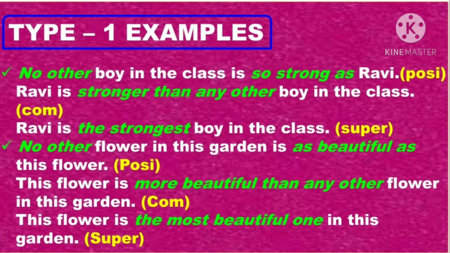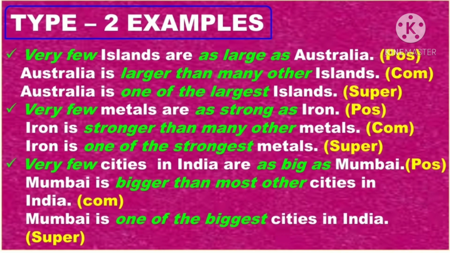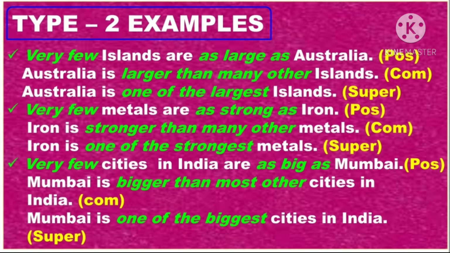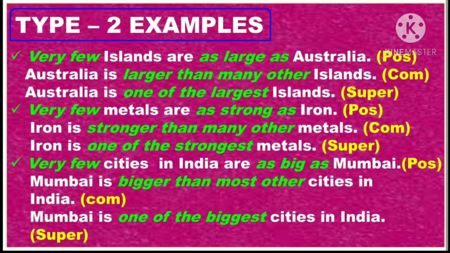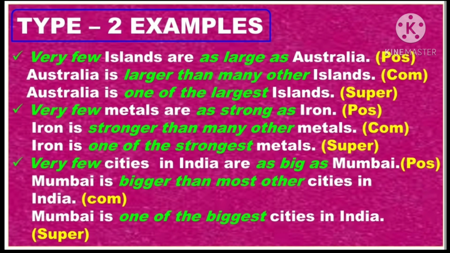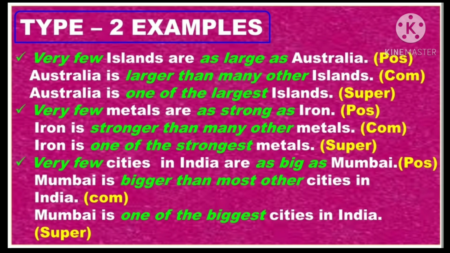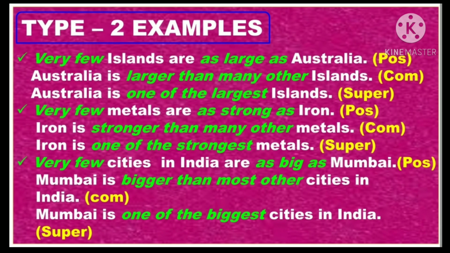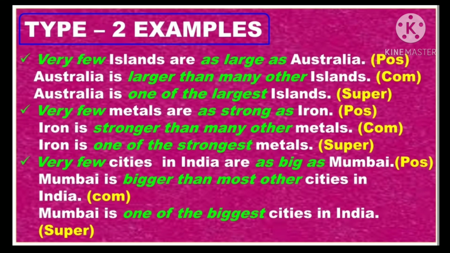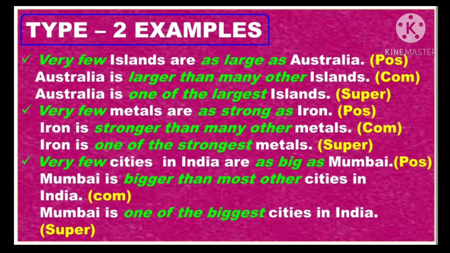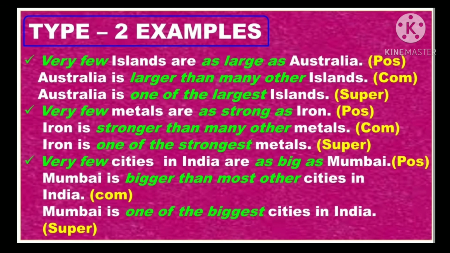Got it? Okay. Now we see few examples for type 2. Look at the first sentence. Very few islands are as large as Australia. So that is in the positive degree. And when it goes to comparative, we should remove "very few" and "as" from the sentence. So Australia is larger than any other islands. So that is in the comparative. So here we are adding "or plus than many other" with the adjective word.